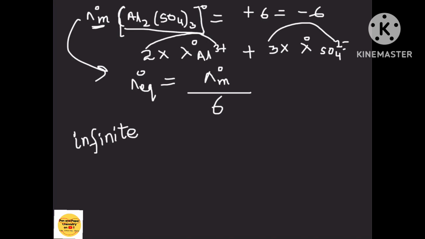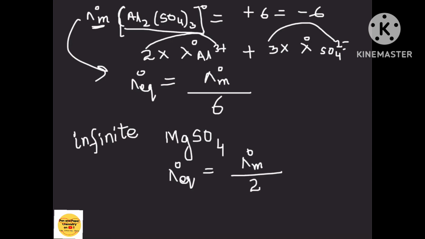Okay, let me ask you one more question. If you are given the molar conductivity of magnesium sulfate, what is the relation between the equivalent conductivity of magnesium sulfate and its molar conductivity? So molar conductivity divided by what? Very good, it will be 2 because we have 2 positive and 2 negative. So I hope this makes it clear.